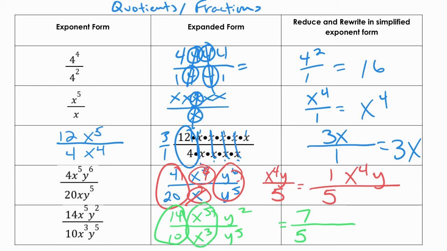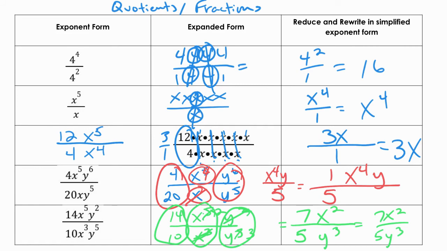I have x to the 5th and x to the 3rd. Now in this case, I have 5 on top, I have 3 on the bottom. I can cross those out. That leaves me with 2 up here. Now this one's different. I have y to the 2nd over y to the 5th. Again, when I start crossing them out, they're gone on the top. That still leaves me with 3 on the bottom. So I end up with 7x squared over 5y to the 3rd power.